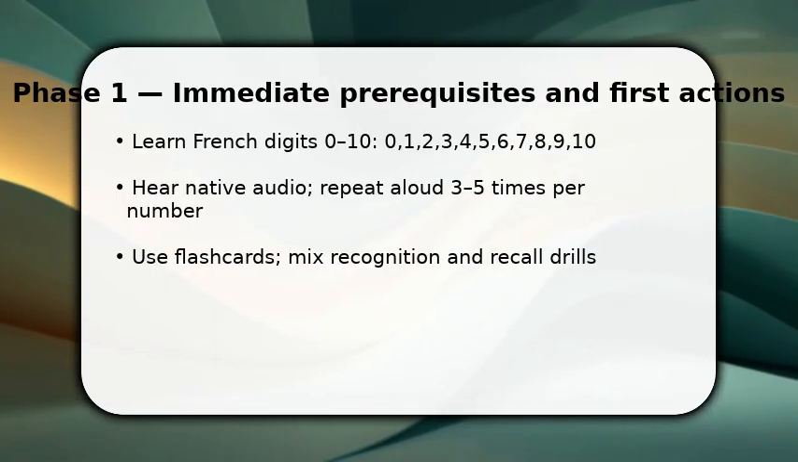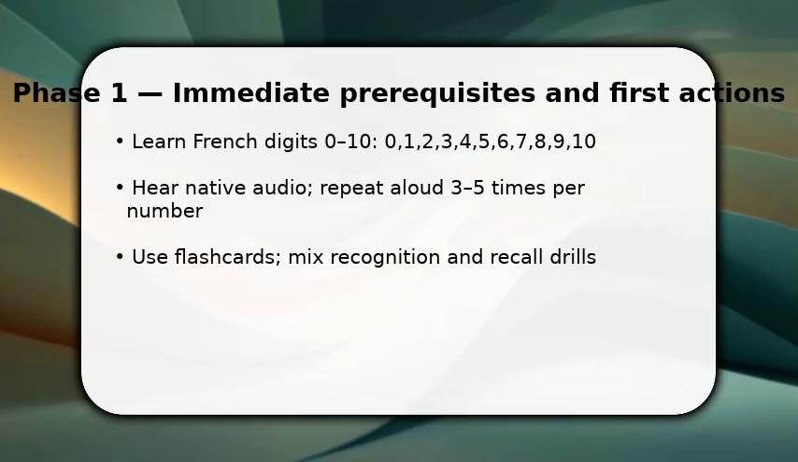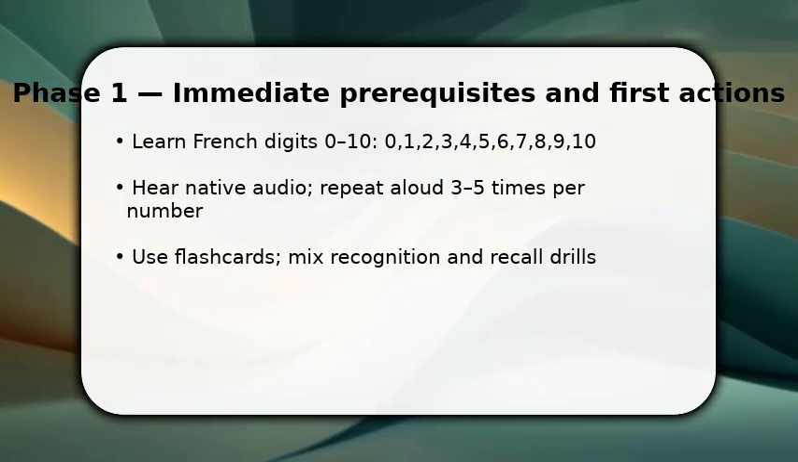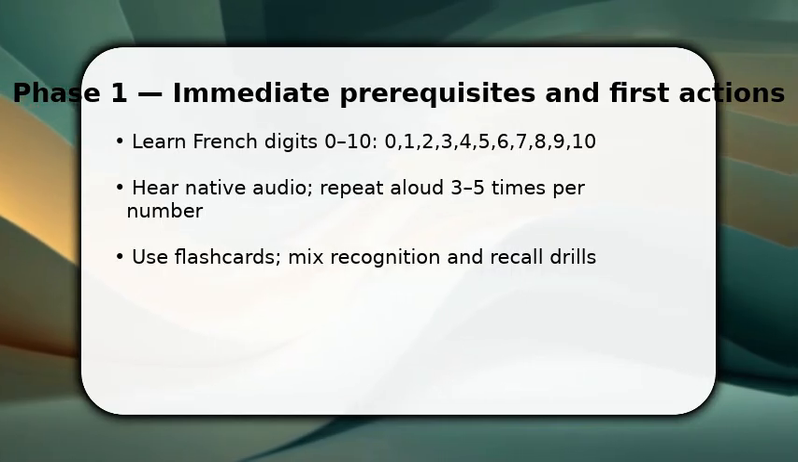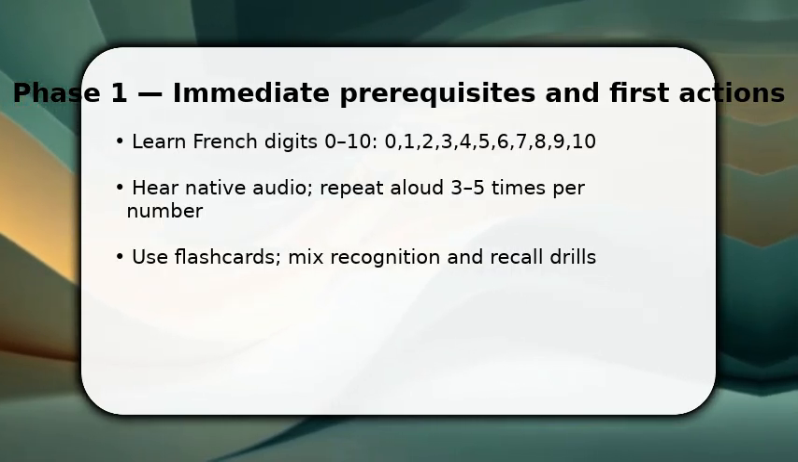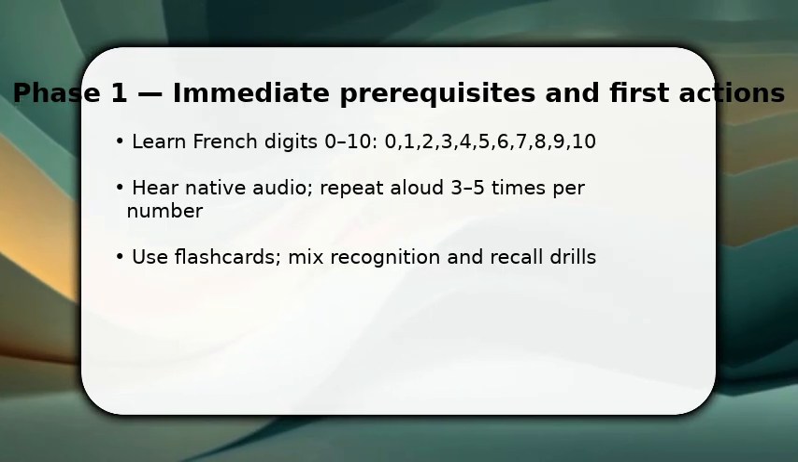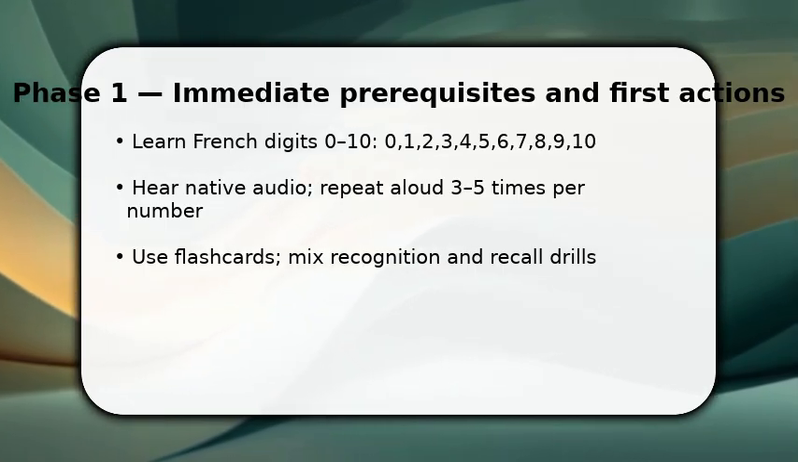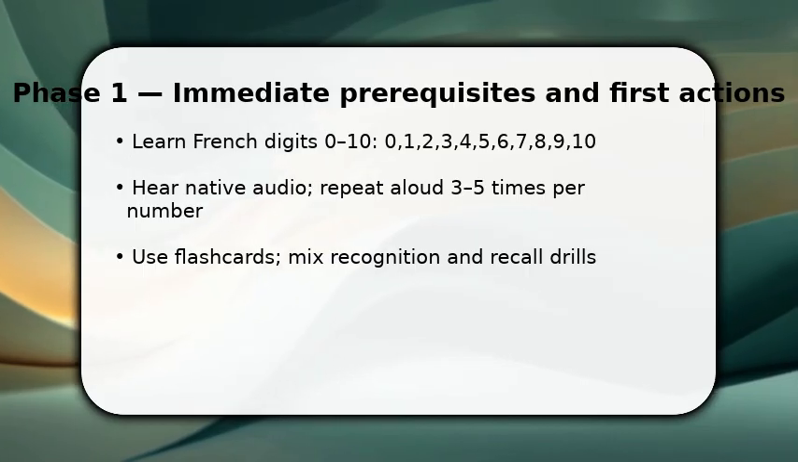You begin by mastering 0-10 because these form the core patterns. Learn both spoken forms and written digits. Listen to native audio, then repeat each number aloud until your mouth remembers the sounds. Once done, record yourself and compare. Make sure to shadow rhythm and stress.